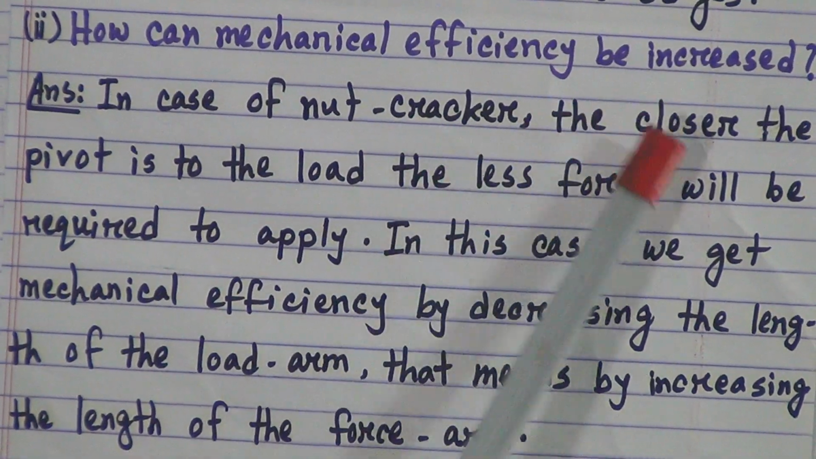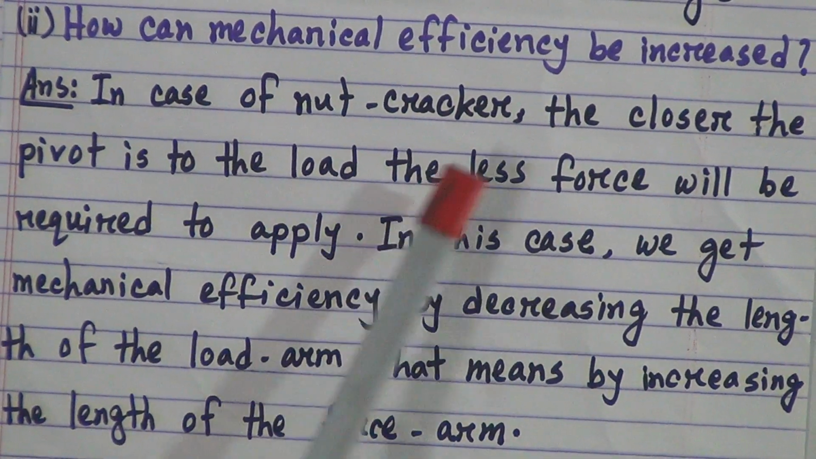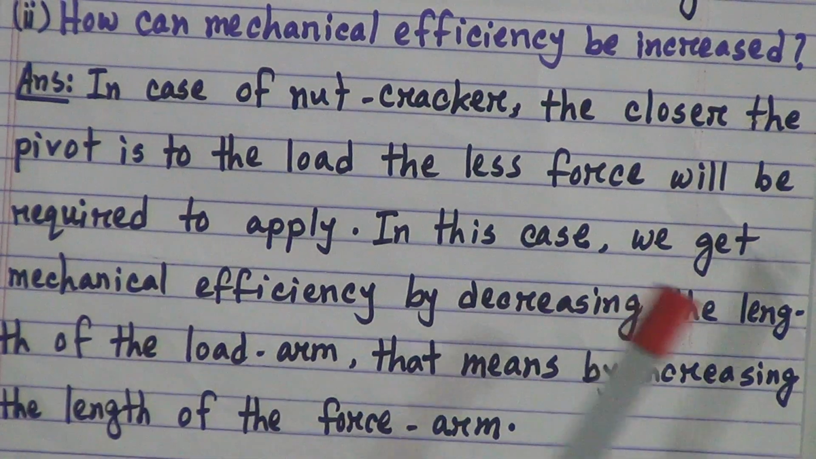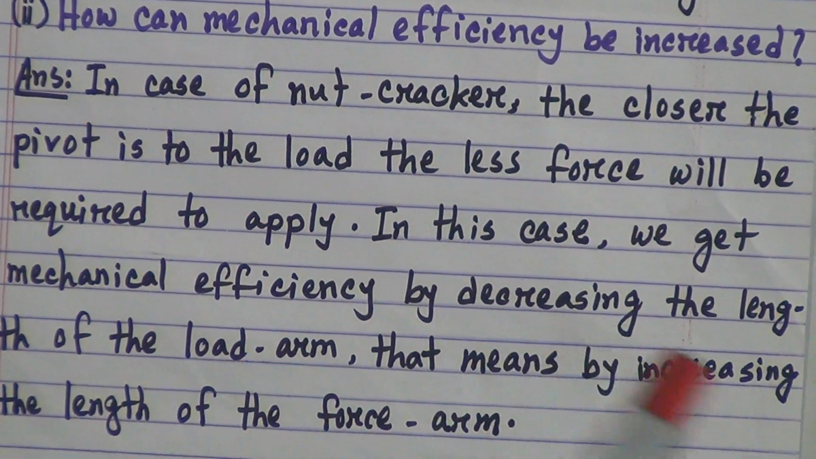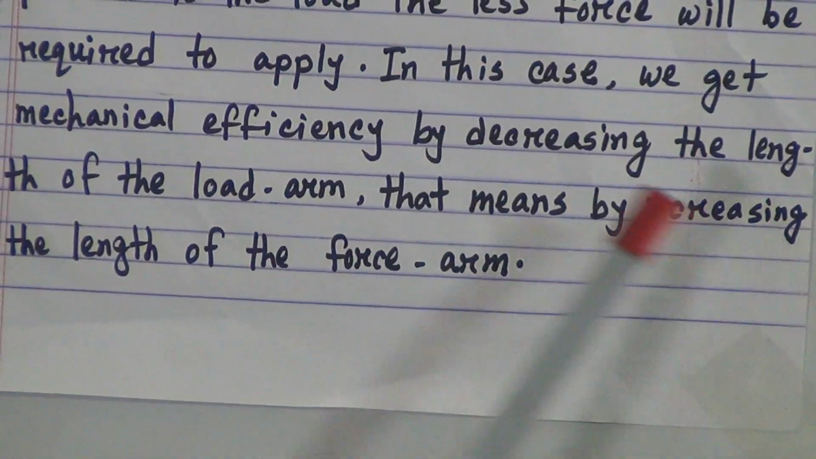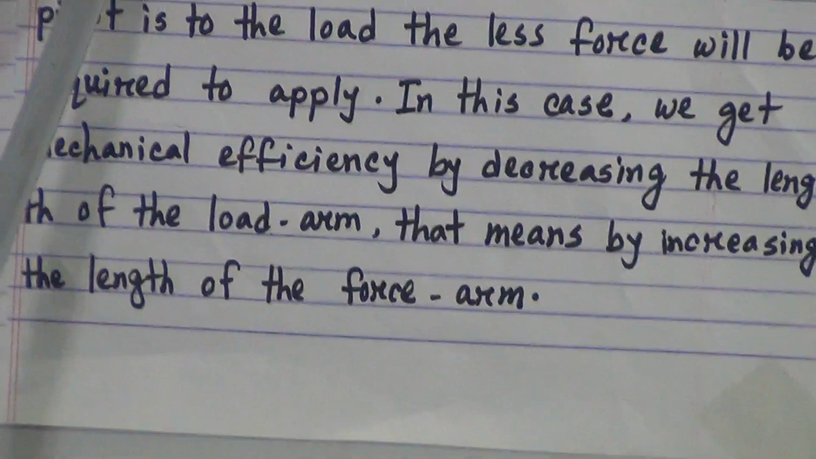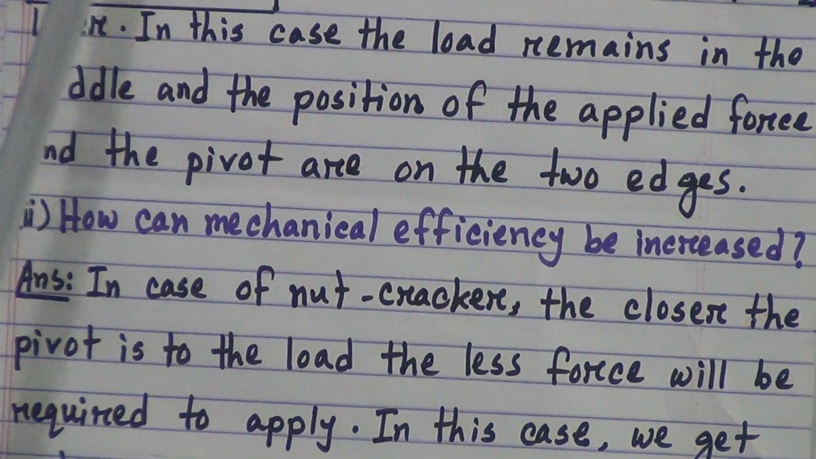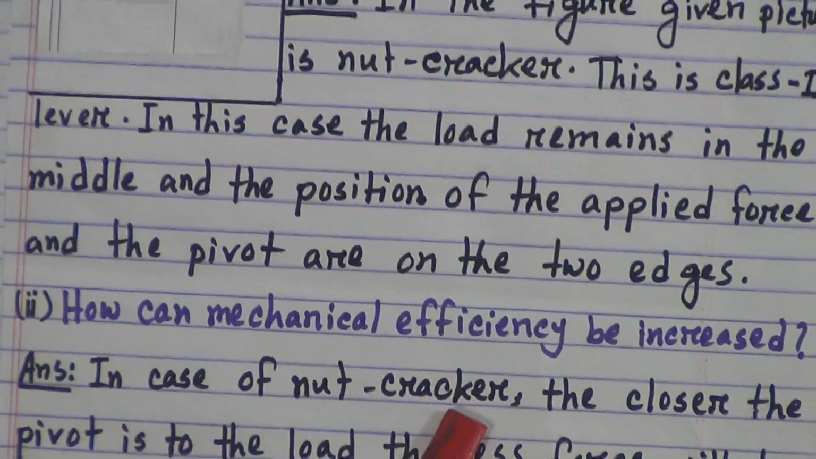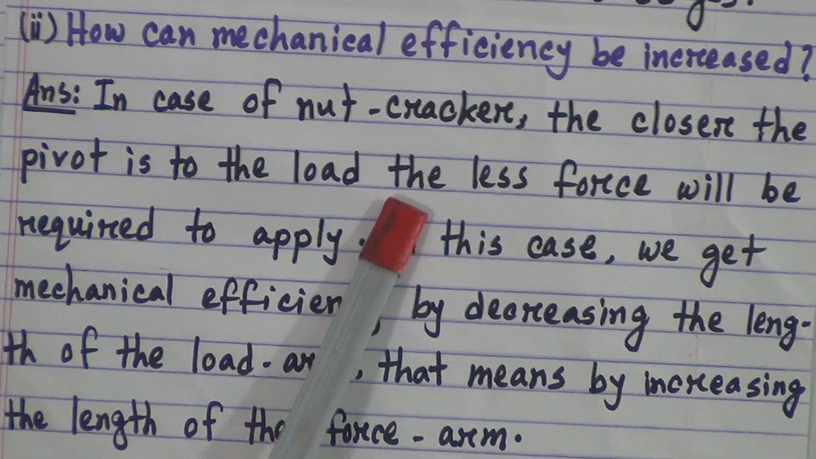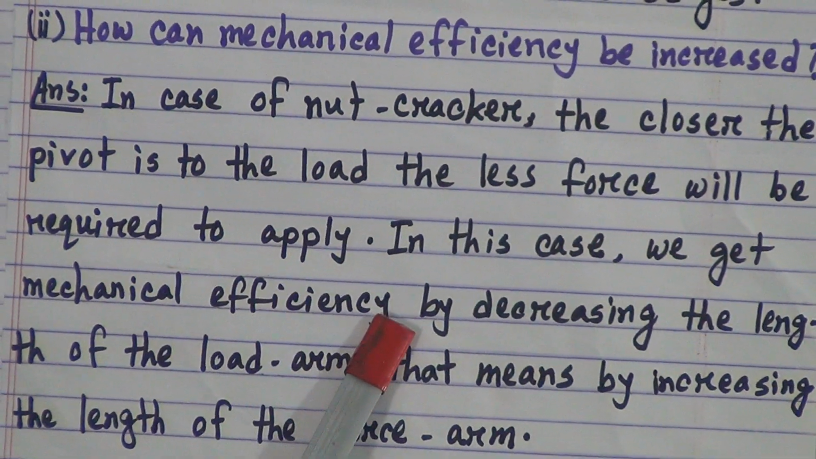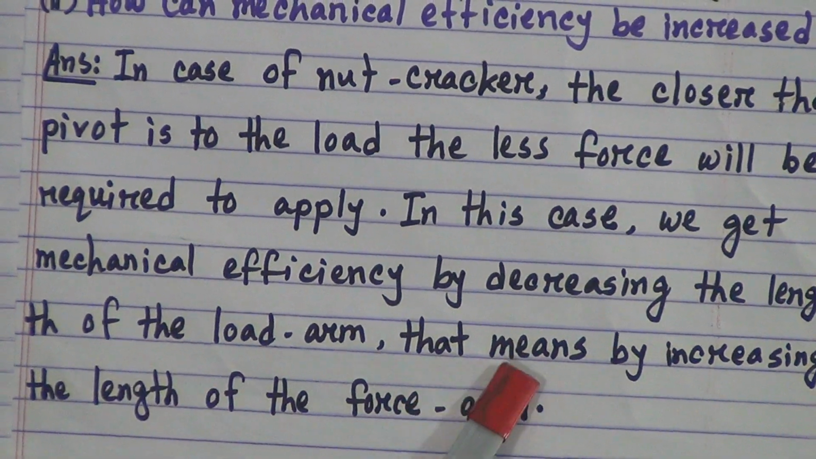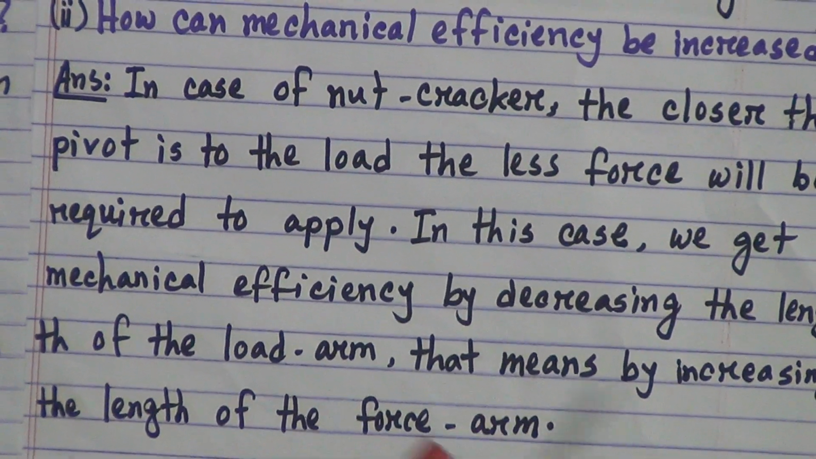In case of nutcracker, the closer the pivot is to the load, the less force will be required to apply. In this case, we get mechanical efficiency by decreasing the length of load arm, that means by increasing the length of force arm. I am repeating, how can mechanical efficiency be increased in nutcracker, that means class 2 lever. The closer the pivot is to the load, the less force will be required to apply. We get mechanical efficiency by decreasing the length of load arm, that means by increasing the length of force arm.